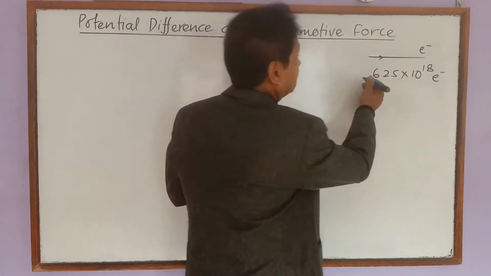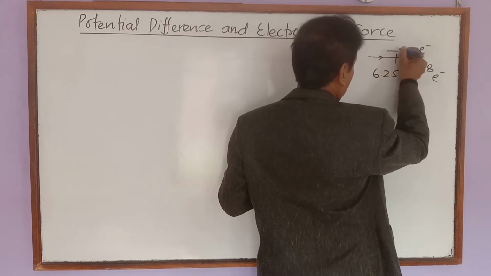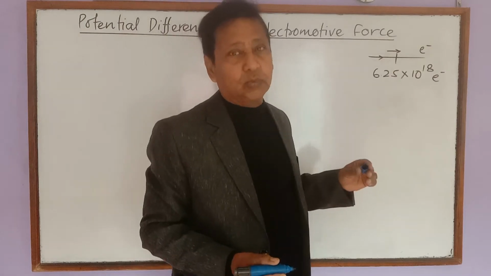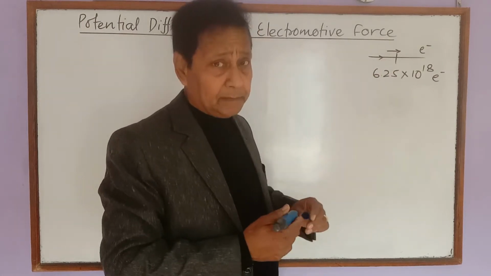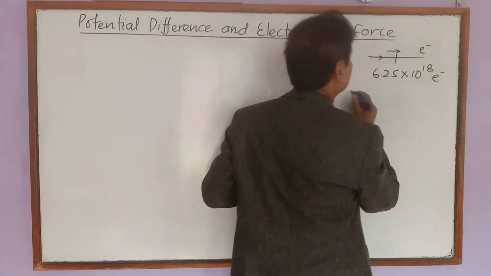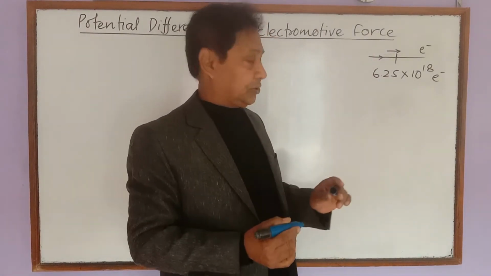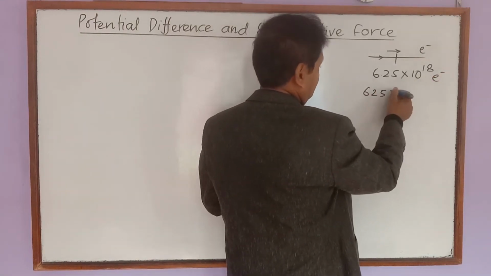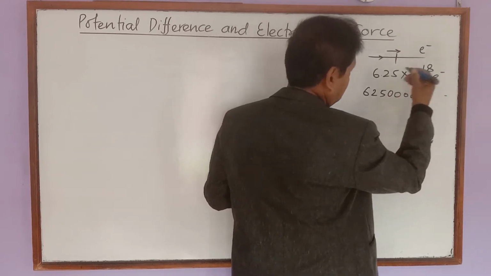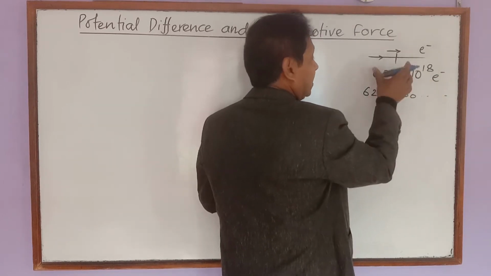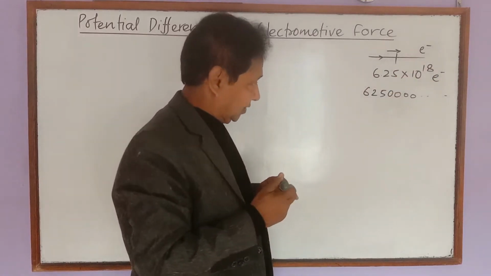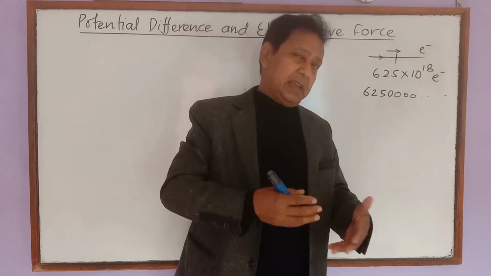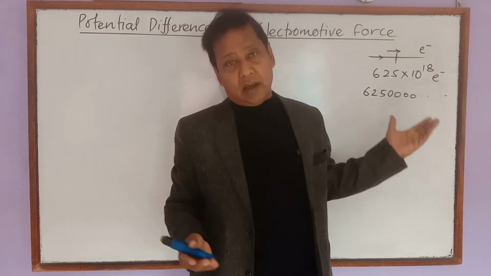I mean to say, if this many electrons cross the cross section of a conductor in 1 second, then we say that the flow of current is 1 ampere, but we are not concerned with ampere now. I'm talking about this number, 6.25 times 10 to the power 18 electrons. This is a very huge number. It is 6, 2, 5 and then 16 zeros. We can count this as million, billion, trillion, and even after this we cannot count.